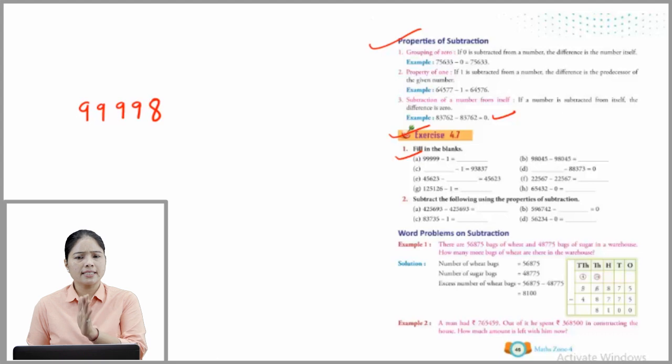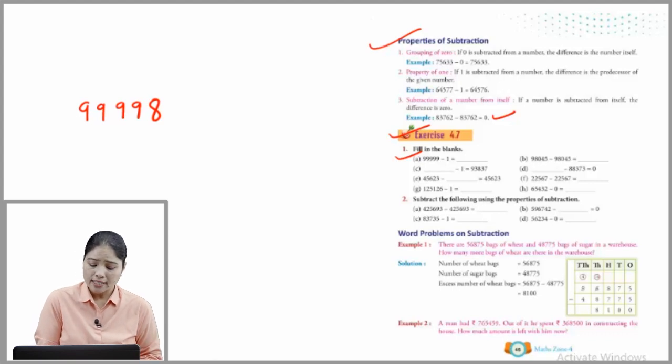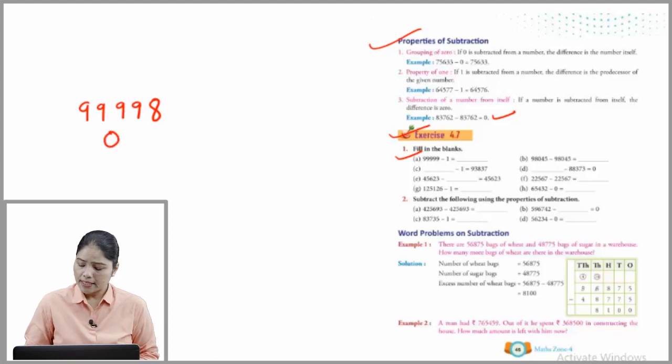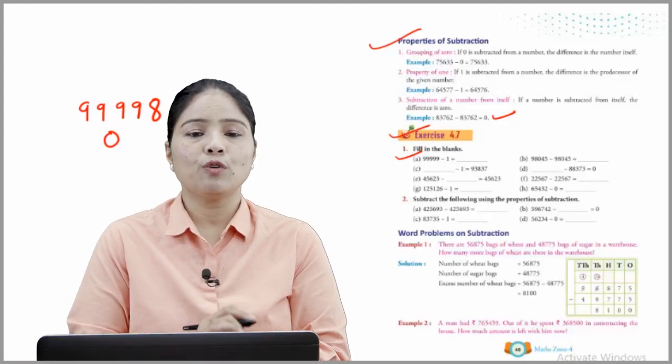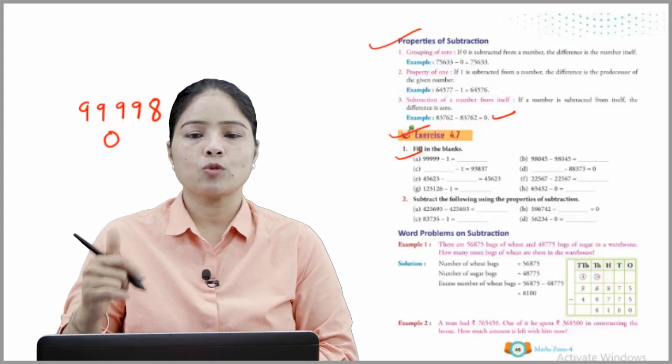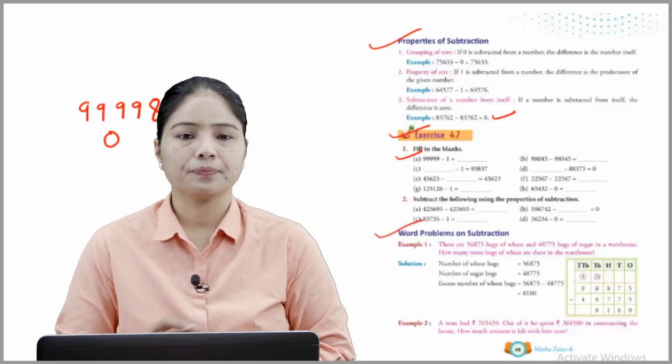98045 minus 98045. Both the digits, both the value is same, so your answer is 0. अगर सेम में से सेम आप माइनस करोगे, so your answer is 0. Okay, I hope you understood. So now move on next, which is word problems on subtractions.